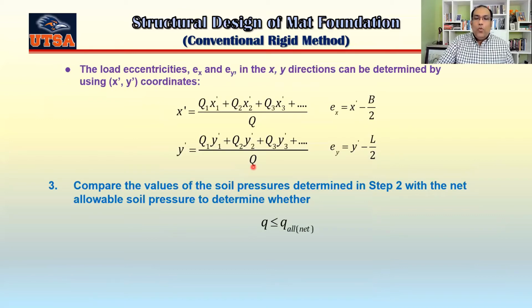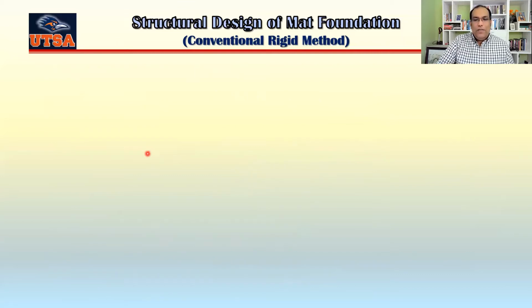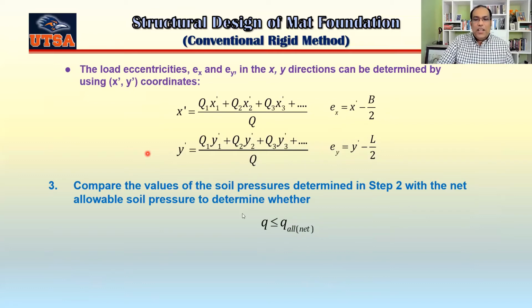So once you get this EX and EY, then you just plug all those values in your equation here and find out the pressure on soil at all corners, okay? And if you see that the maximum pressure is less than Q allowable net, then basically you are fine, okay? So your design is fine, okay?